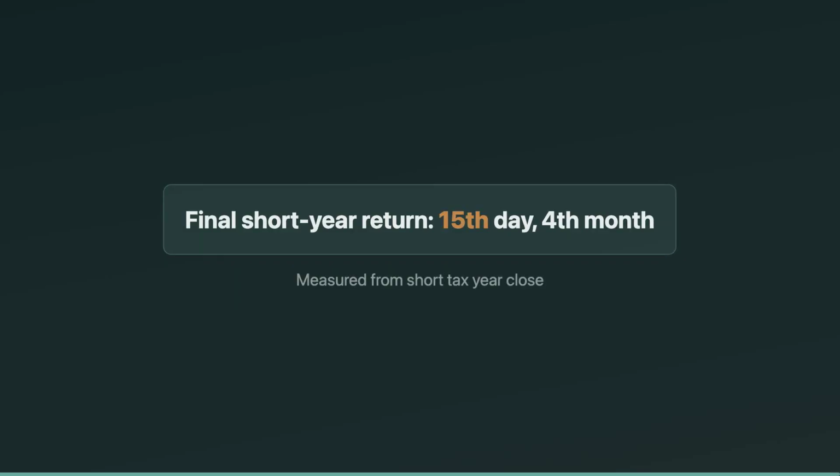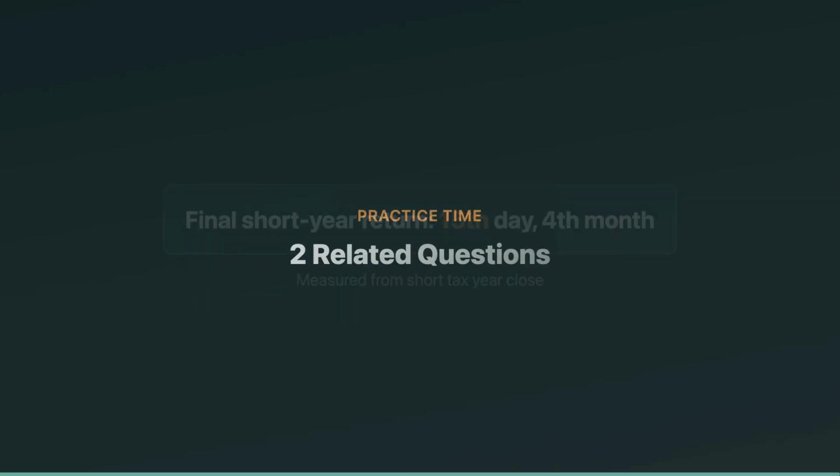For that short year final return, the due date is the 15th day of the 4th month after the short tax year closes. That's the same pattern as a regular corporate return, just anchored to the short year end date. EA exam tip. If they give you a dissolution date like January 10th, count forward to the short year end, then apply the 15th day of the 4th month rule.